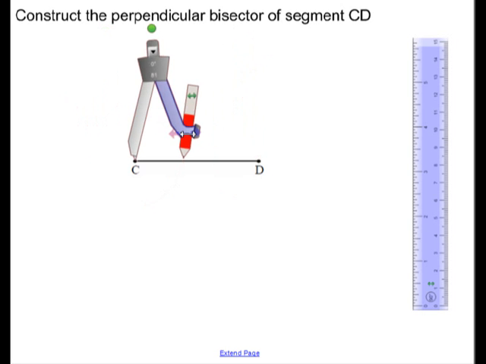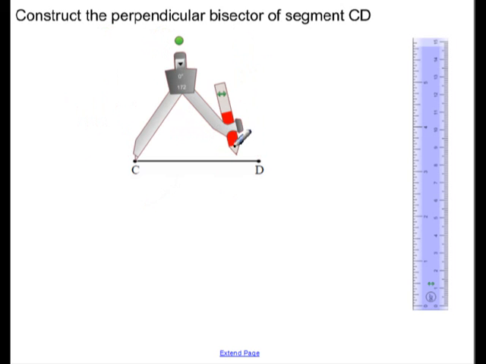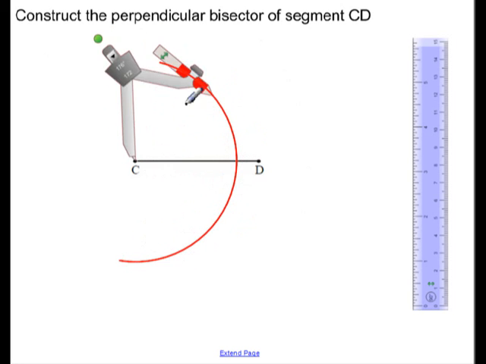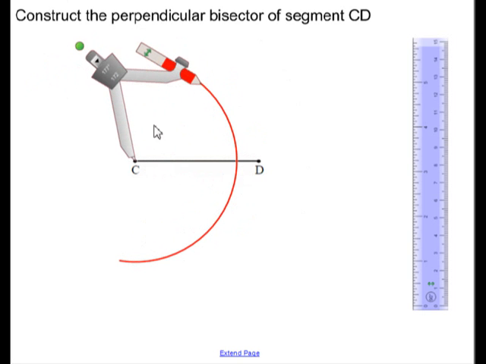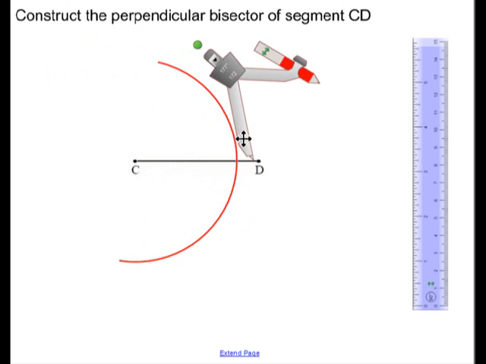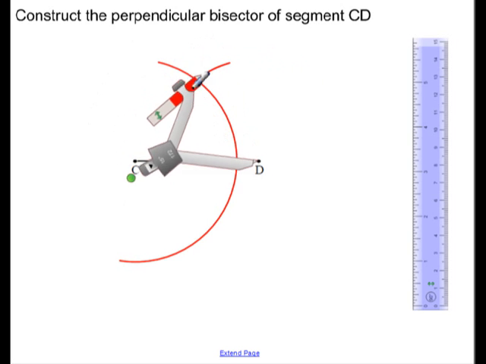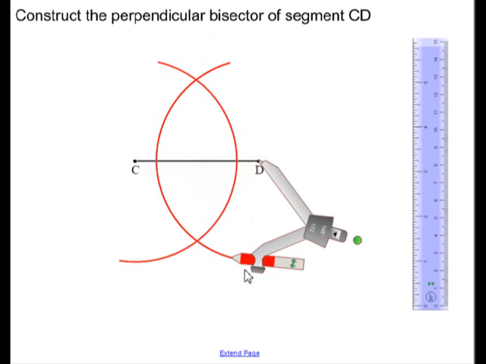So now if I open this up to wider than the middle, what I can do is find all these points that are this arbitrary distance away from point C. And now I want to find points that are that same distance away from D. Again, equidistant from both C and D. So same distance away. And you see that there are actually two such points, down here and up here.